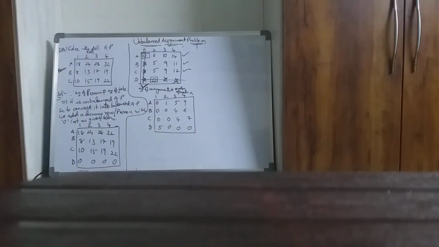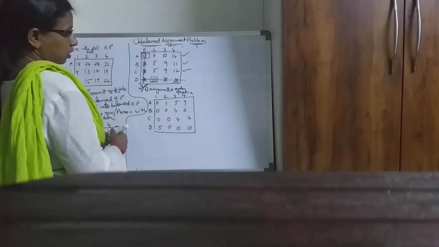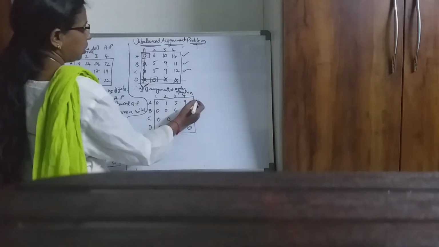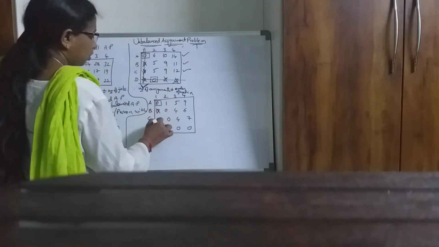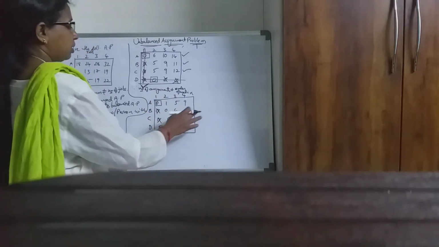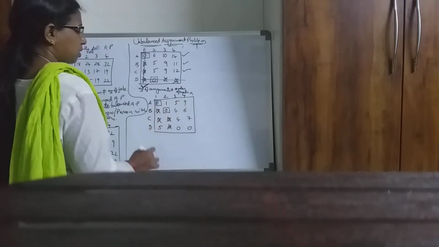Again check whether each row and each column is having at least 1 zero or not. So each row is having at least 1 zero. Each column is also having at least 1 zero. Now come to the first row. In the first row you have only 1 zero. Make an assignment. Cross off all other zeros in that column. Similarly, second row you have only 1 zero. Cross off all other zeros in that column.